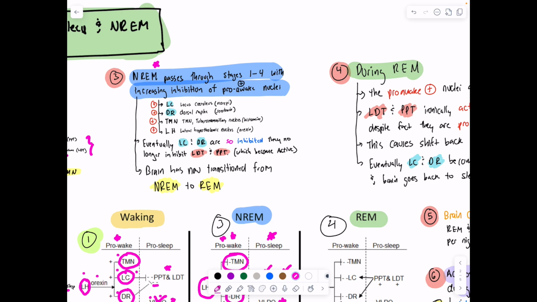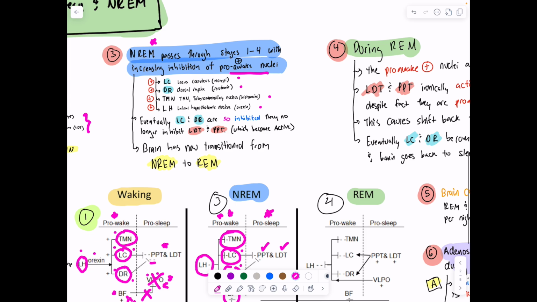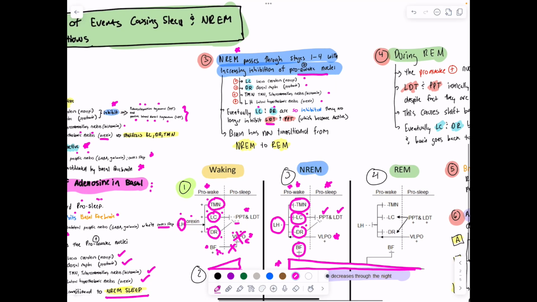All right, then NREM passes through stages 1 through 4. As you go further into sleep, there's increasing inhibition of the pro-awake nuclei: locus coeruleus, dorsal raphe, tubero-mammillary nucleus, and lateral hypothalamic nucleus. Eventually the locus coeruleus and dorsal raphe get so inhibited that they no longer inhibit the LDT and PPT, pedunculopontine tegmental and pontine lateral dorsal tegmentum, which are the pro-sleep nuclei.